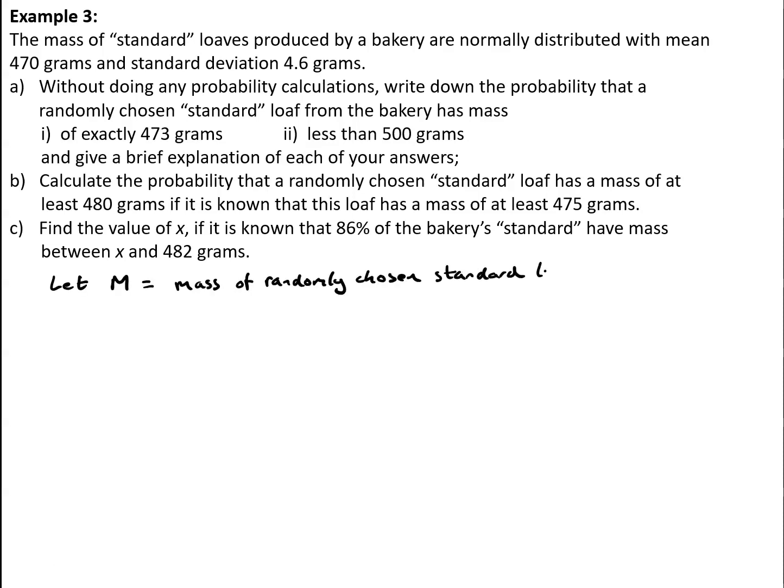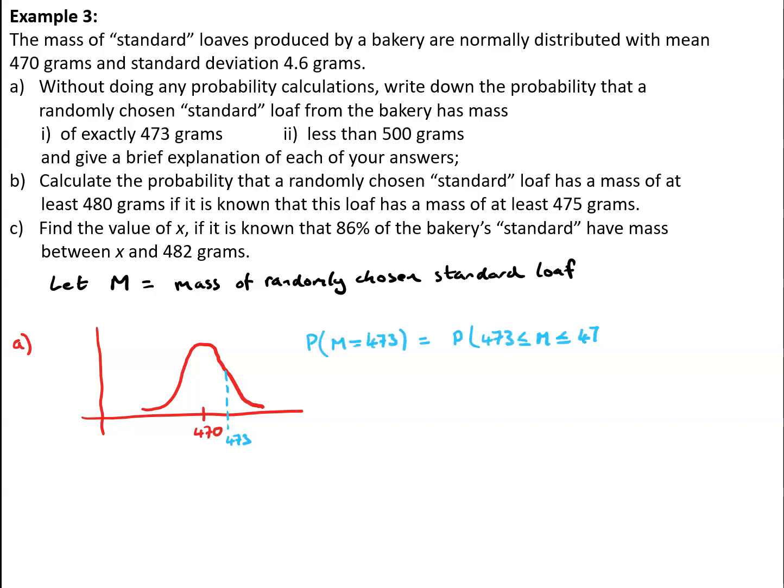Well, if m is the mass of the randomly chosen standard loaf, the probability that we get a mass of exactly 473 is the probability that the value of m lies between 473 and 473. We know that probabilities correspond to areas, and the area underneath the graph of the region representing 473 is less than or equal to m is less than or equal to 473 is exactly 0.